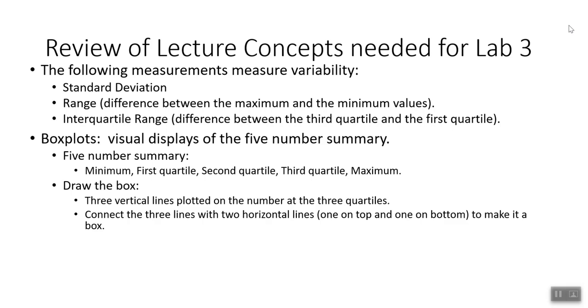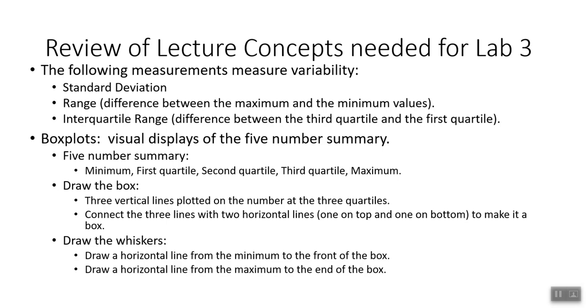To do a box plot, you first draw the box, which consists of 3 vertical lines plotted on the number line at your quartiles. Then you connect the 3 lines with 2 horizontal lines, one on top and one on the bottom, to make it a box. Then you draw what's called the whiskers. Draw a horizontal line from the minimum to the front of the box, and a horizontal line from the maximum to the end of the box.